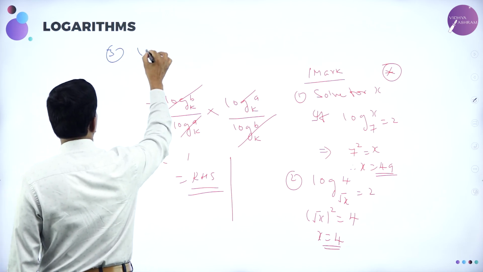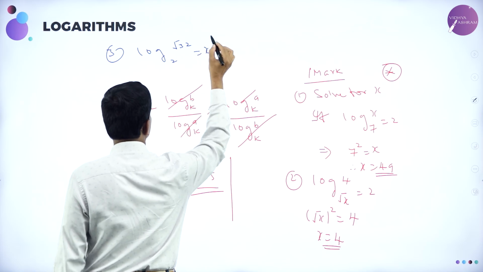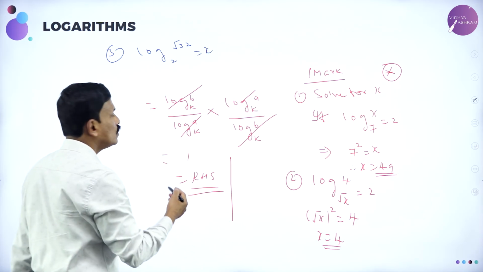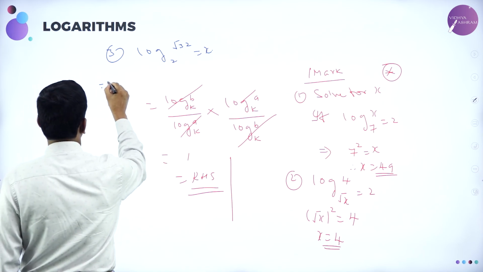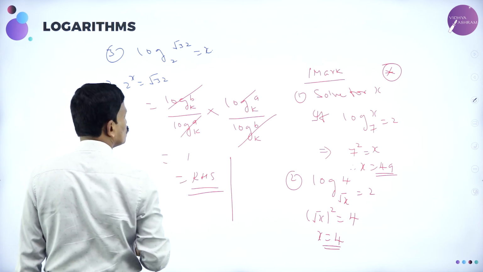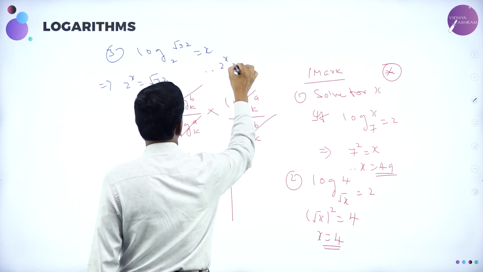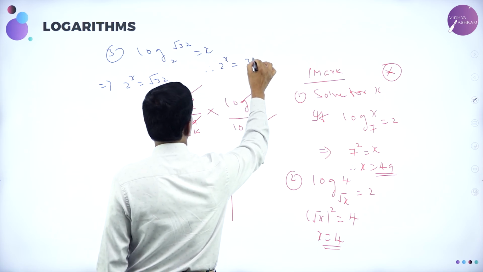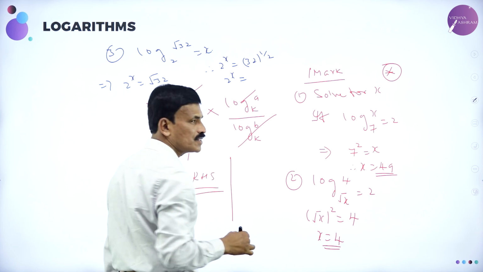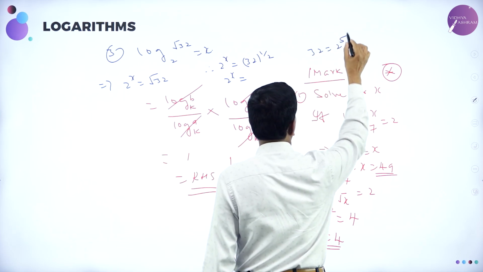Third one. Logarithm of root 32 to base 2 is equal to x. This is the problem given. One more question. Now, according to the definition, what is this equal to? This implies 2 to the power of x is equal to root 32, right? So, therefore, 2 power x is equal to 32 to the power of 1 by 2. 32 can be written as 2 to the power of 5.